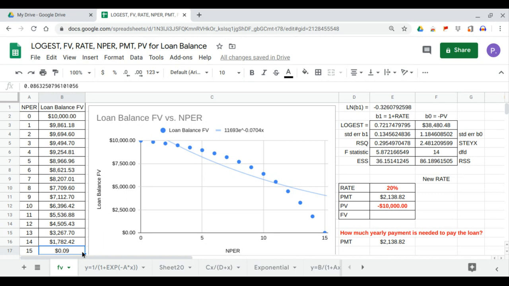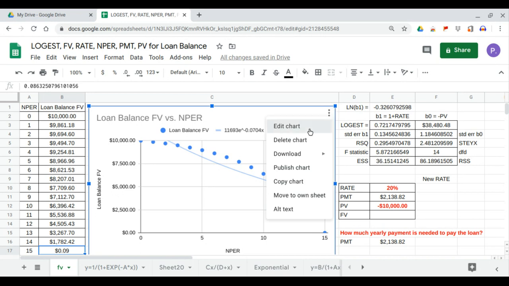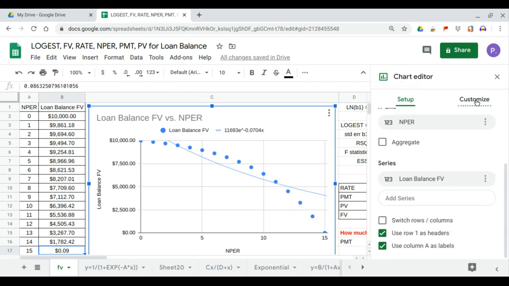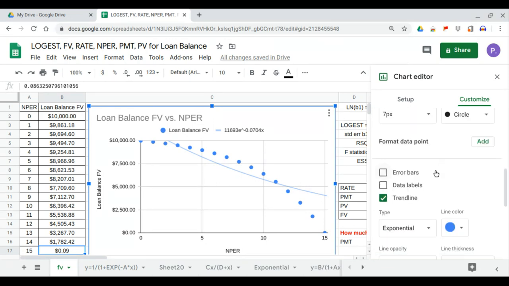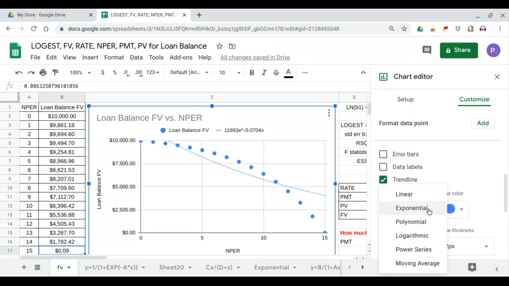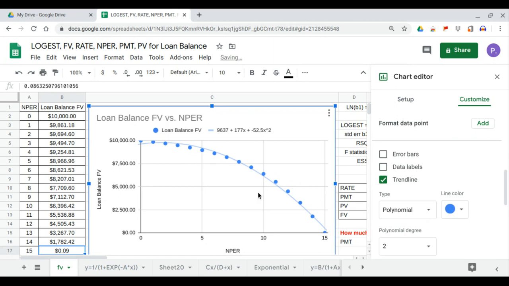But our trend line no longer matches the data set. So we will change that to polynomial, and we'll make it more accurate. So we add a higher degree.